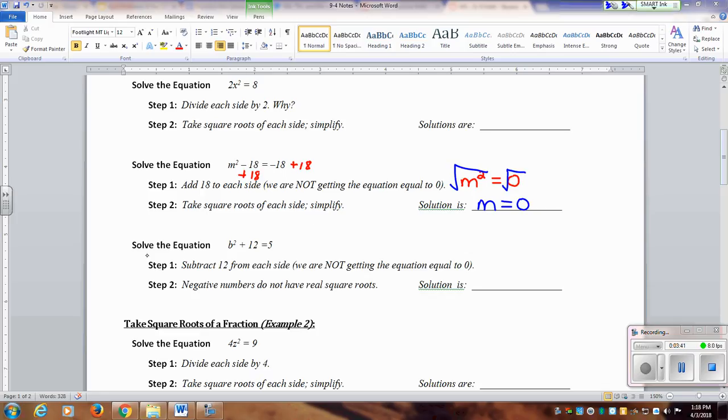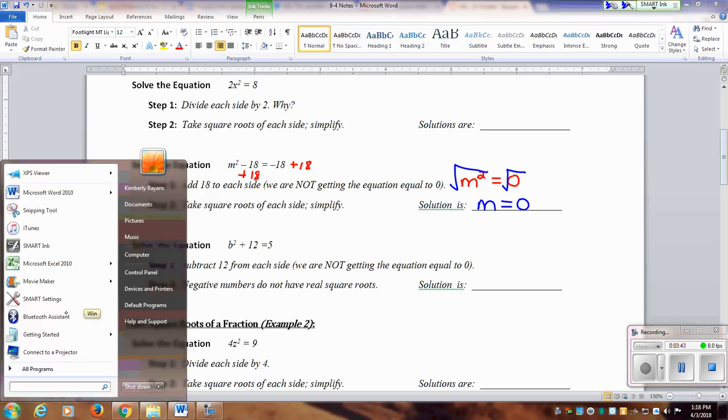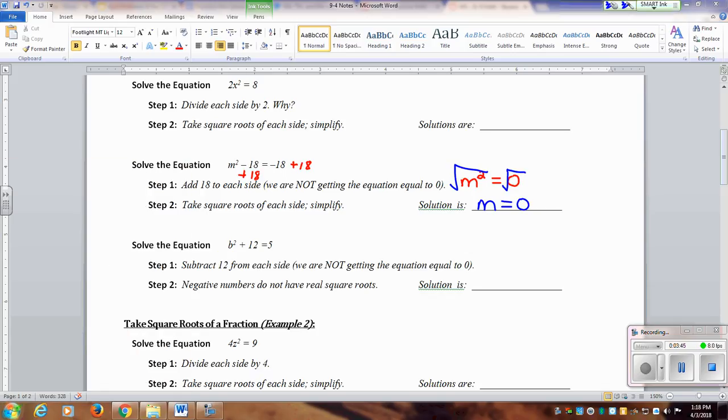All right, now let's look at this last example. Oh my goodness, I don't know why it keeps doing that. So sorry. Solve the equation b squared plus 12 equals 5. So we're going to subtract 12 from each side. Again, we're not getting the equation equal to 0. We are getting the b squared by itself. So I'm going to subtract 12 from both sides.